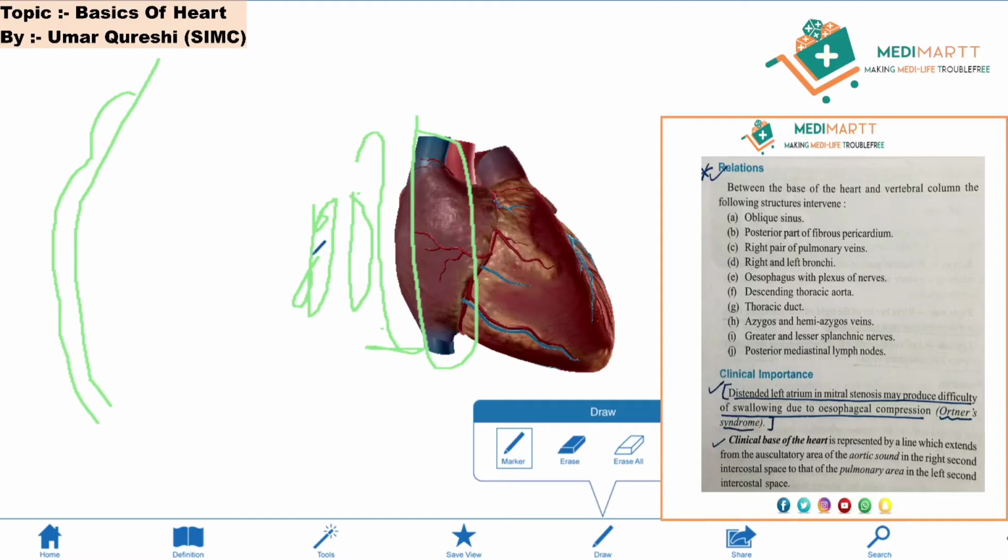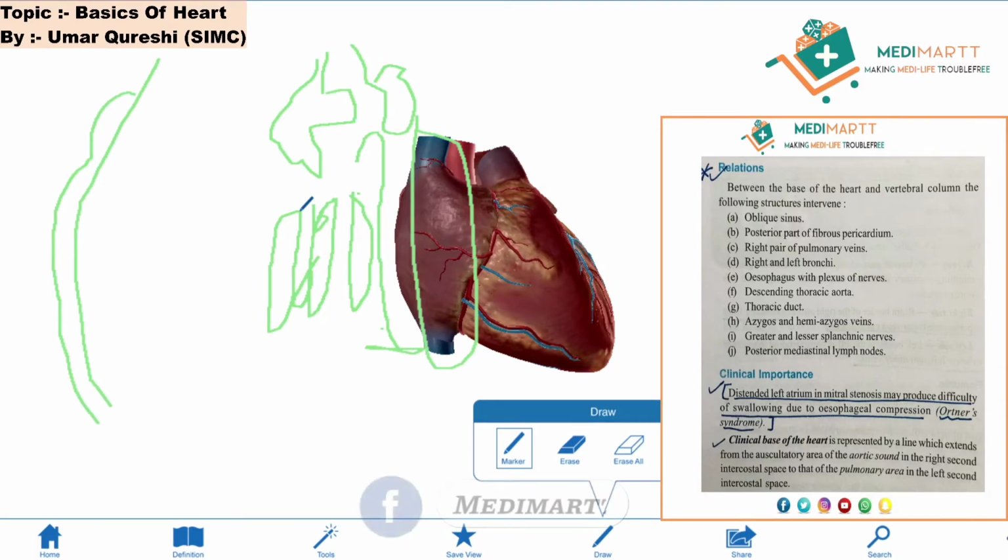Then the right and left bronchi. Now what are bronchi? When you study the lungs, you will get to know what bronchi are. Bronchi are present in the two lungs, like trachea-type structures. Basically, the trachea divides and goes into the lungs, and the lungs have the bronchi. So here both the right and left bronchi will be present.